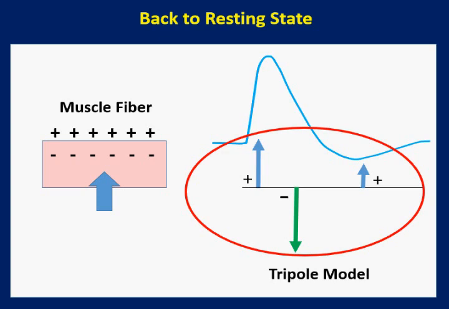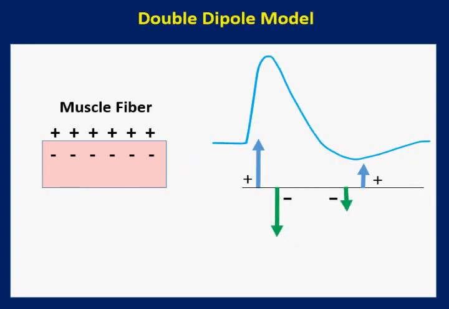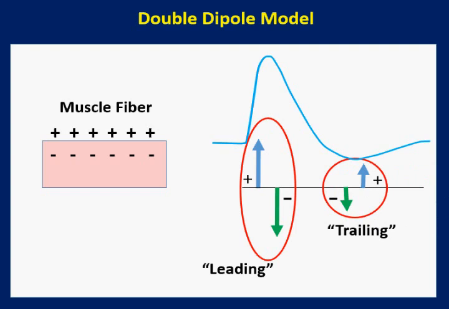One can increase the number of current sources to improve the accuracy of numerical calculations. As an example, one can split the central negative current into two current sources. This gives us the so-called double dipole model. A pair of equal but opposite current sources is called a current dipole. The first dipole is called the leading dipole, while the second dipole is called the trailing dipole. I will use the double dipole model to explain the shape of the extracellular action potential.